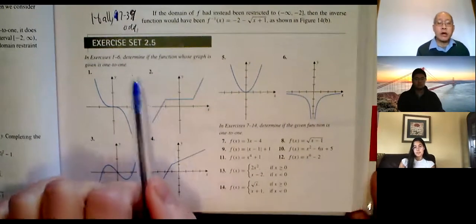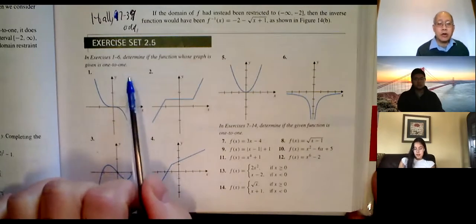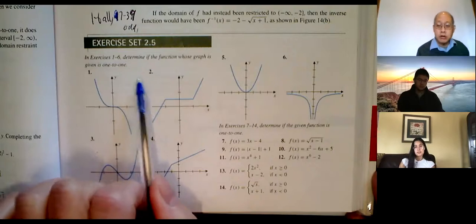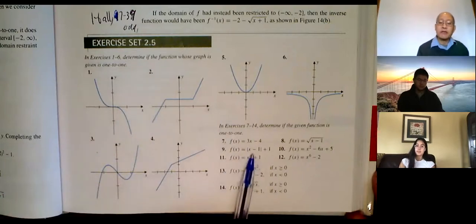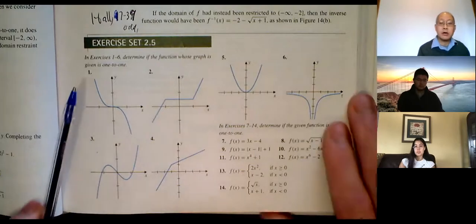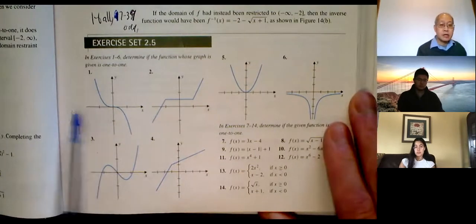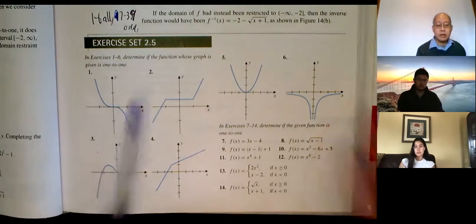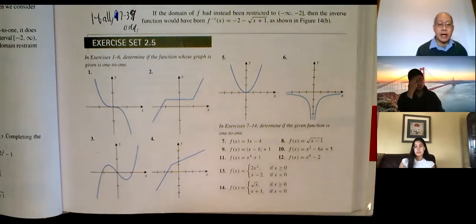But now for one-to-oneness, you have a one-to-one function if it also passes the horizontal line test. So if it passes the horizontal line test, it's one-to-one. And if it does not pass the horizontal line test, it is not one-to-one. So we can knock these all off very quickly. Okay, so number 1, is it one-to-one? The answer is yes.